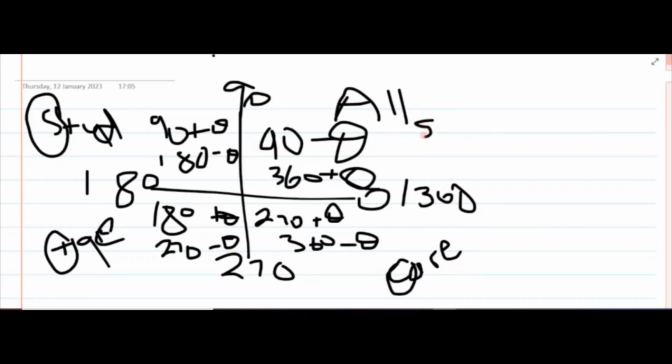So I need to write this down in order for you guys to not forget it, because I know I speak fast. Sorry about that. Sine of 90 minus theta is equal to cos of theta.